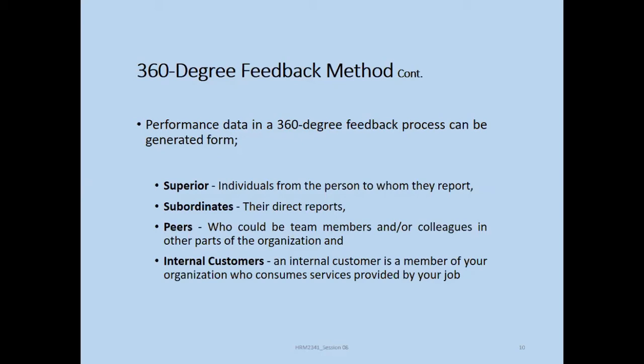On the other side, subordinates. These subordinates are directly reporting to the person. In my example, there are two finance executives who are directly reporting to the finance manager. Peers could be team members or colleagues in other parts of the organization. In my example, there may be the HR manager or production manager or marketing manager. Internal customer is a member of your organization who consumes service provided by your job.